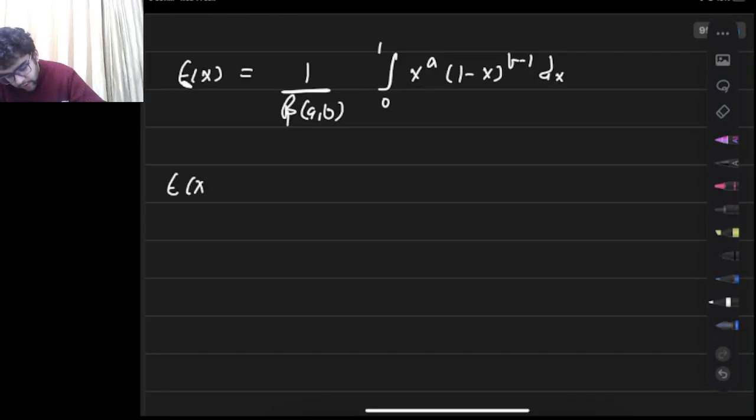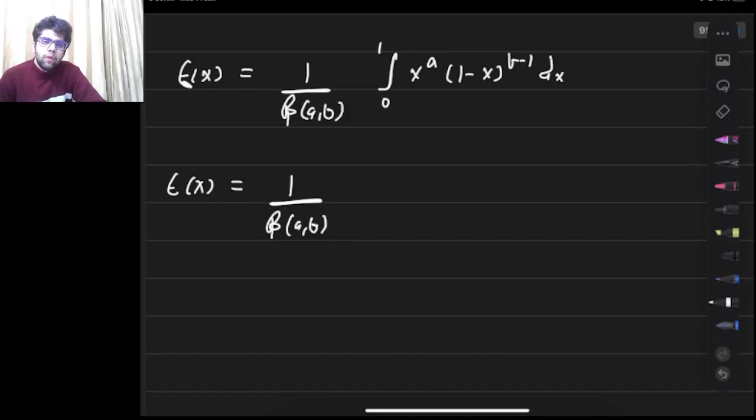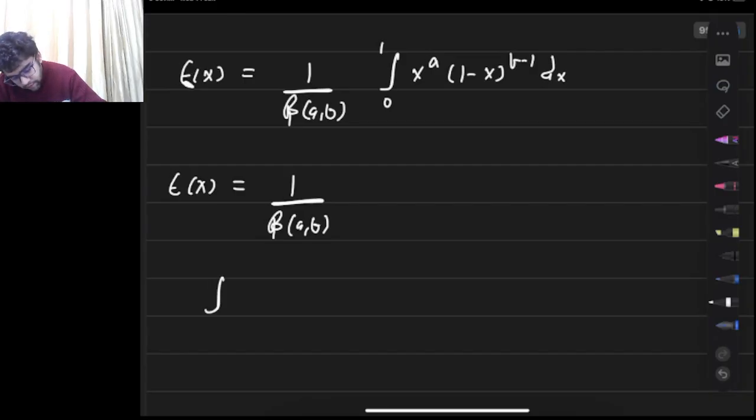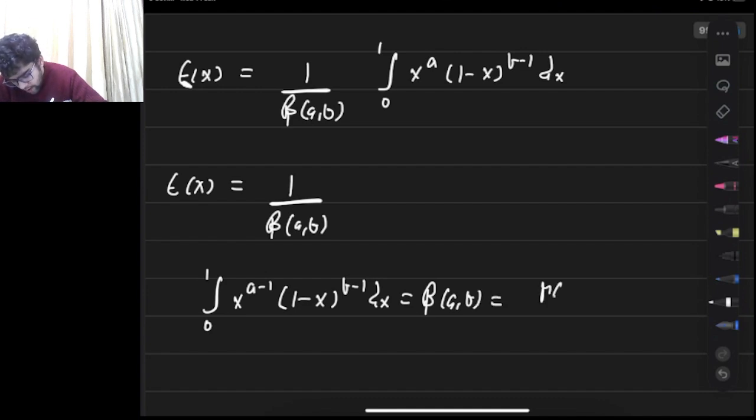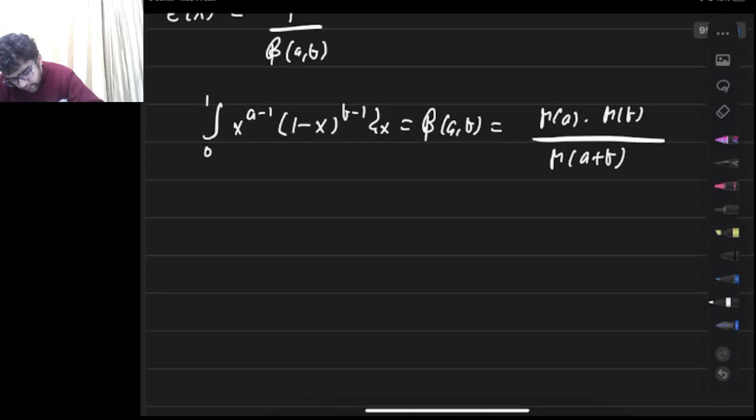So the expected value becomes 1 upon beta(a, b), times x to the power a, 1 minus x to the power b minus 1. So we already discussed that the integral from 0 to 1 of x to the power a minus 1, 1 minus x to the power b minus 1 dx was equal to beta(a, b), and this was equal to gamma a into gamma b divided by gamma a plus b, right?